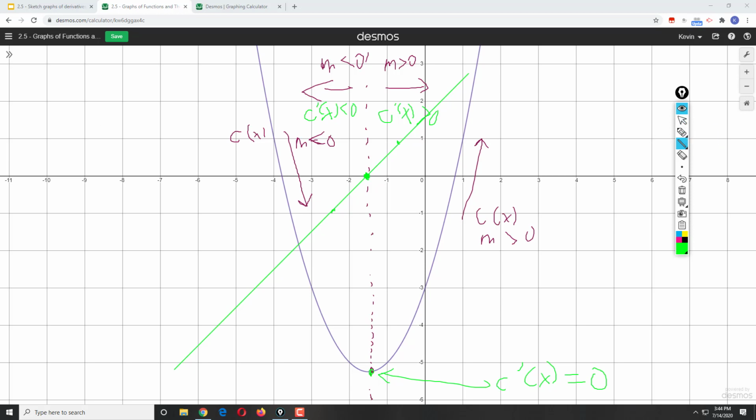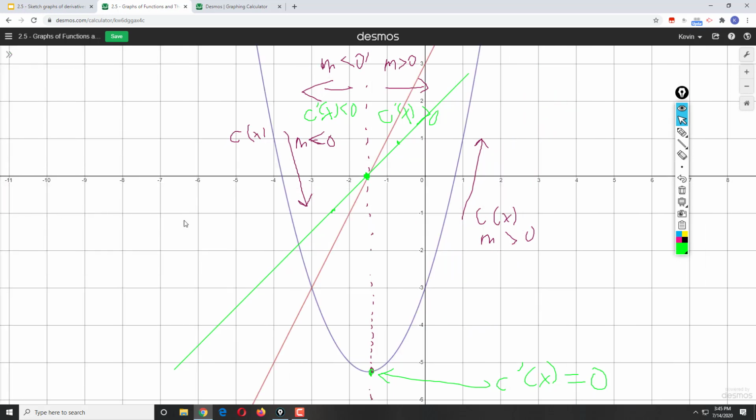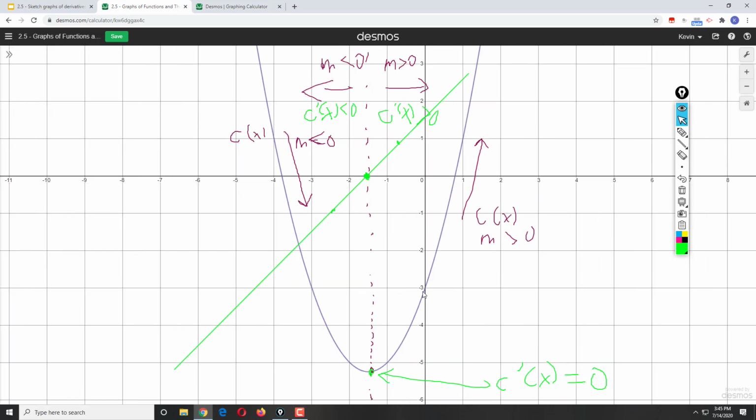Let's see if we're right. Go back here. This is c of x. Let's see what c prime of x looks like. C prime of x. Okay, let's go back here. There we go, yeah. So it's negative, positive. I sketched it quickly, so it's not going to be exactly perfect. If we want to be more precise, we can see that roughly here, it's negative on this side, positive on this side, it's going up.